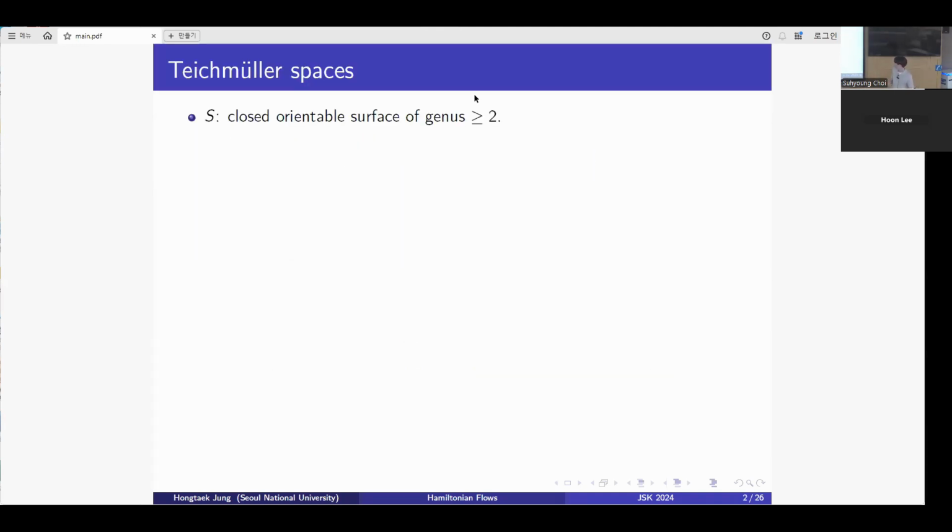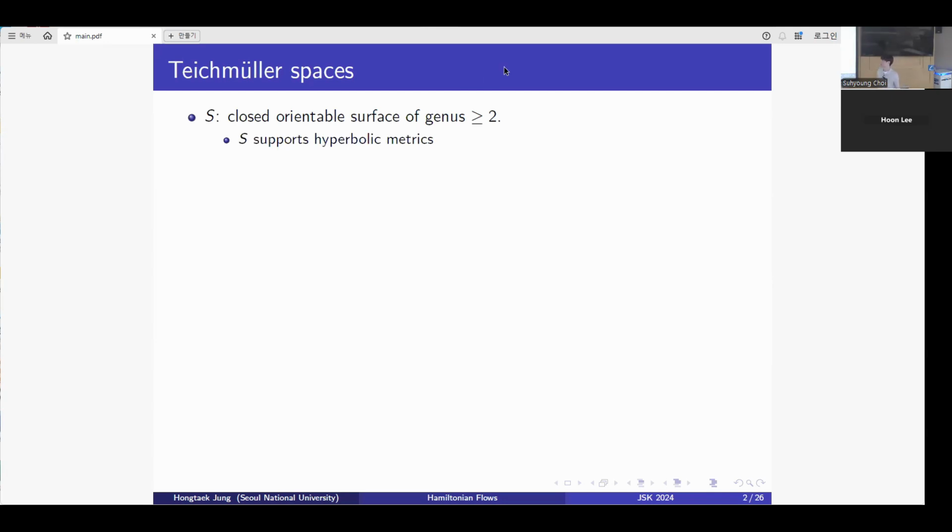Let me begin with the very basic stuff. It's Teichmuller spaces, where actually everything got started. So it's better to know some motivation and historical background before we actually start. So our setting is as follows. S is always a closed orientable surface of genus at least 2.